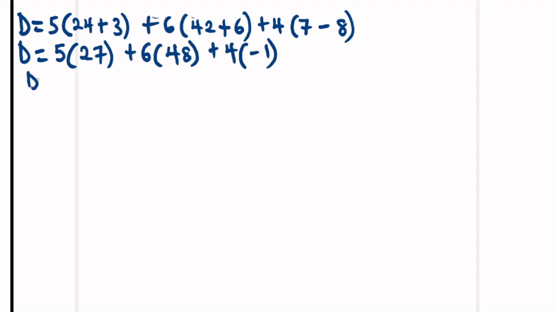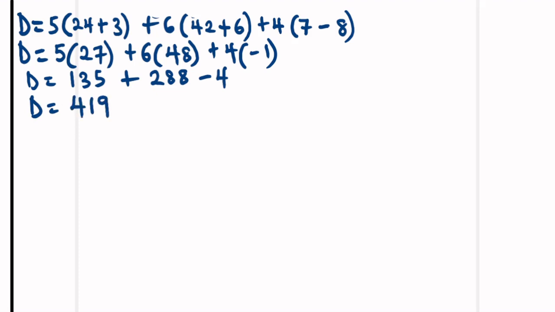So therefore, D is equal to 5 times 27 gives us 135, plus 6 times 48 gives us 288. And then we'll have 4 times minus 1 gives us minus 4. So working on this together, we'll have 135 plus 288 minus 4 gives us 419.